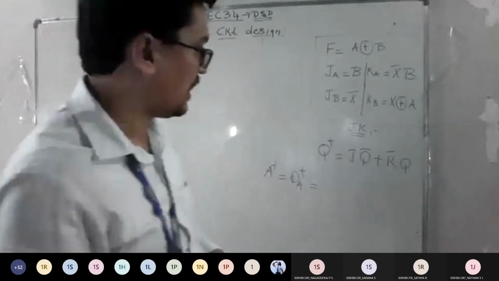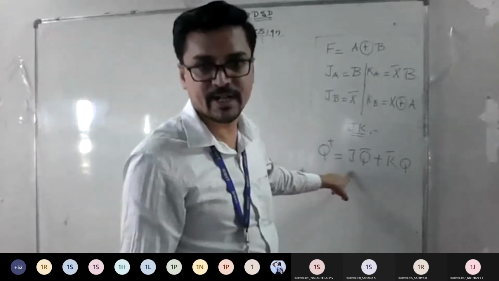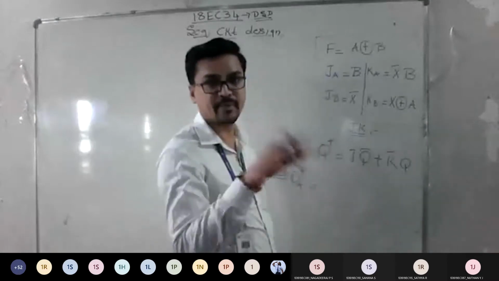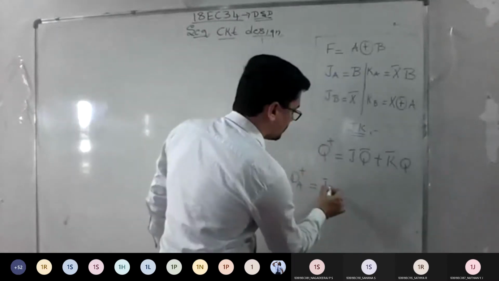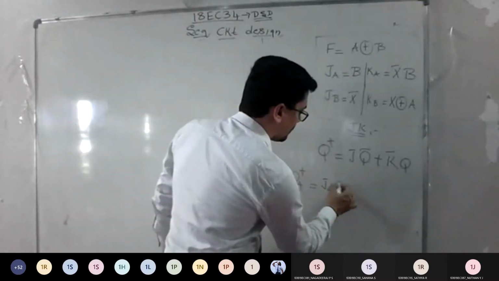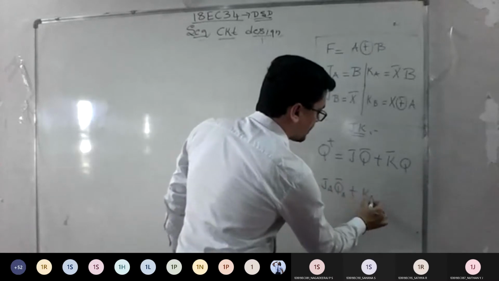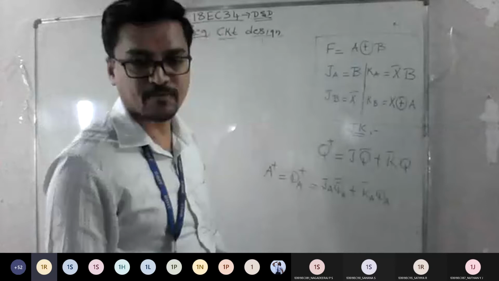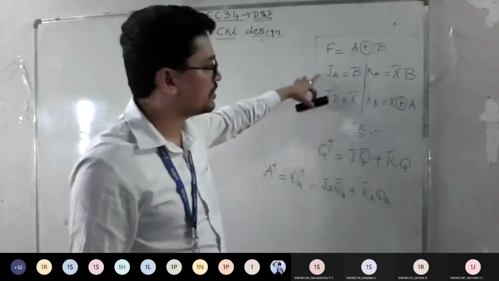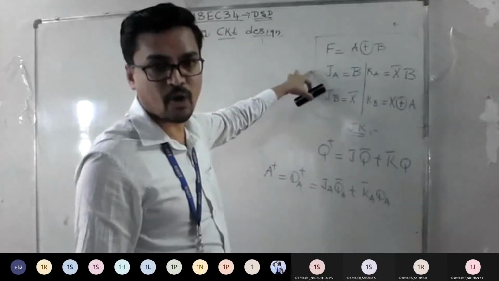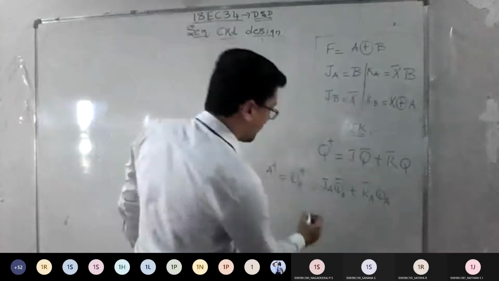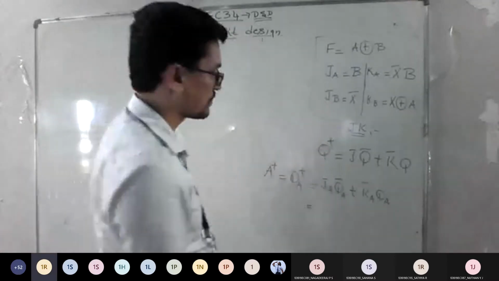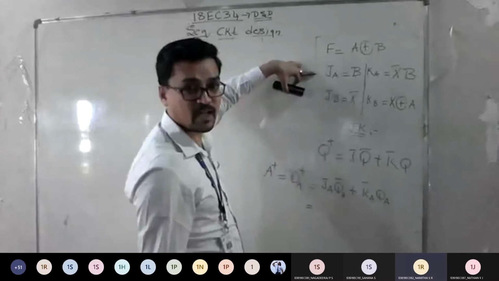What should I do? This is your main equation, right? For this main equation, I should substitute A once and similarly B once. So what is the equation now? J_A Q_A bar plus K_A bar Q_A. For this, we already calculated the values. If you look at the above equation, we already have the values. Can you tell me what the values are now? What is J_A equal to? What is the value of J_A?